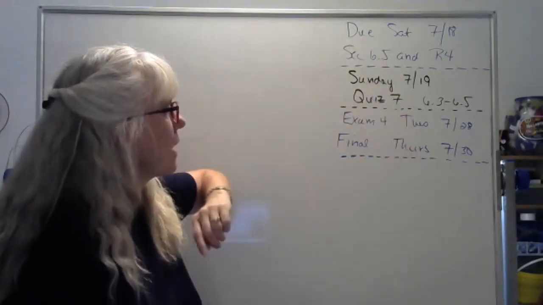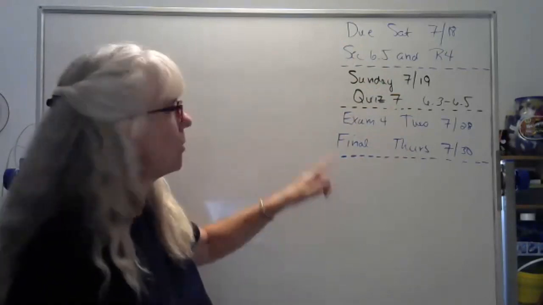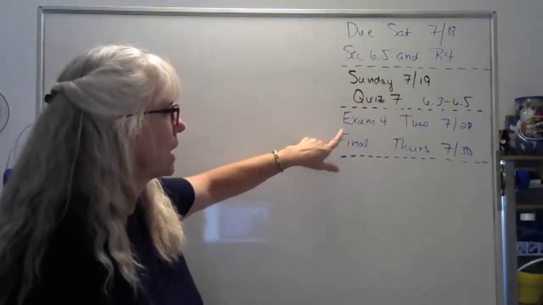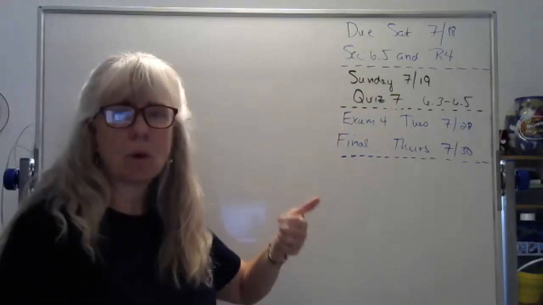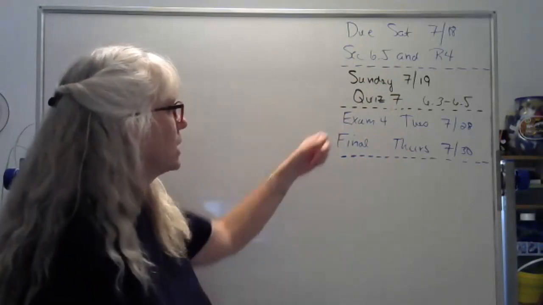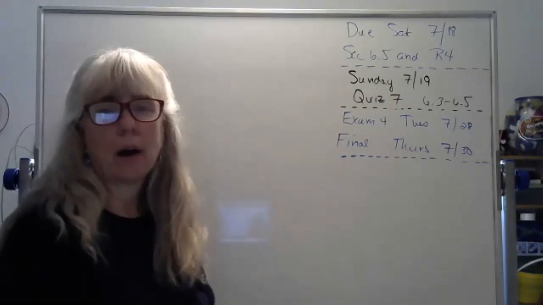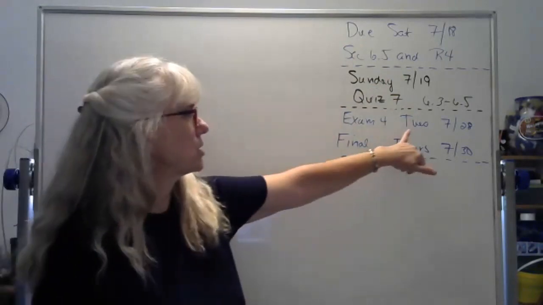Sunday is quiz 7, and then next week is a normal week, but the following week is your final exam and exam 4. One on Tuesday, one on Thursday. You can go ahead and start scheduling exam 4. You just have to have it done by 11:59 on Tuesday.